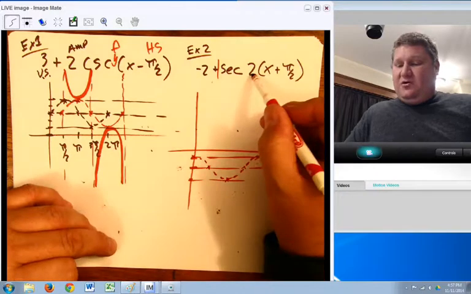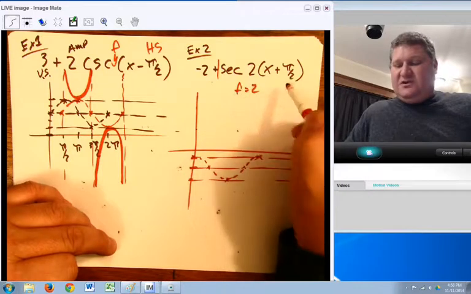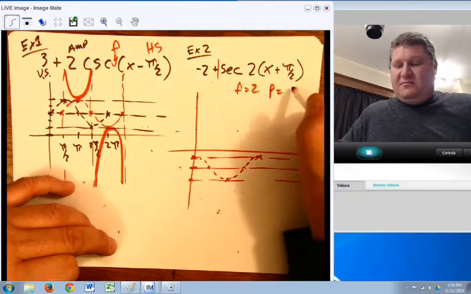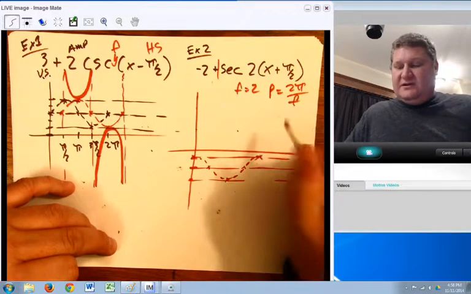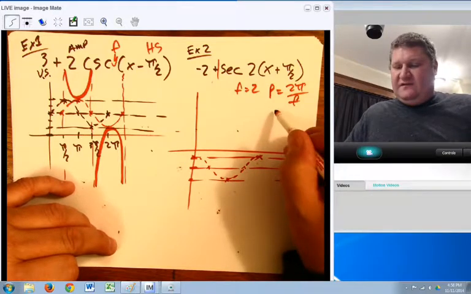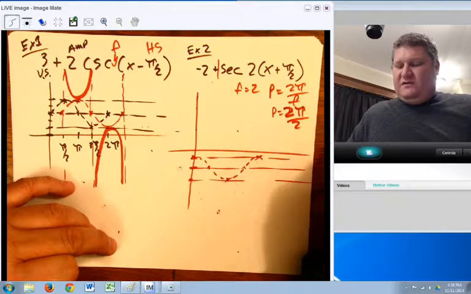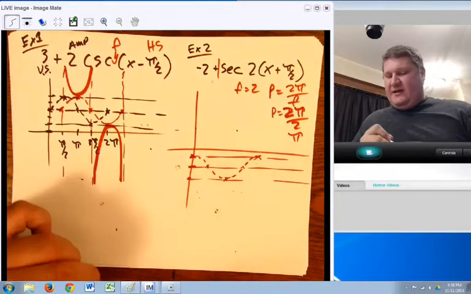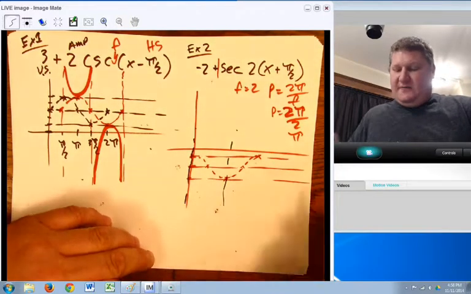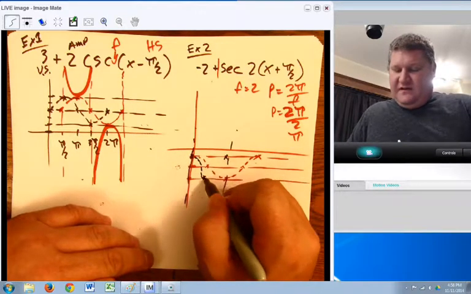Now, 2 of those, so here we go. And so now, before we do any more shifting, let's take this frequency of 2 and figure out what our period is. Now remember, because this is like sine and cosine, period equals 2 pi over frequency. So in this case, period equals 2 pi over 2, which is just pi. So the whole thing has to fit within 1 pi. So we take top, bottom, top, so it looks like this.